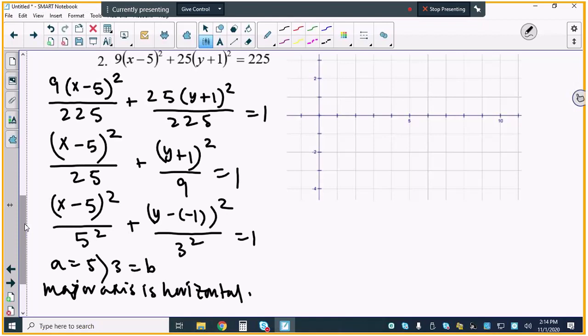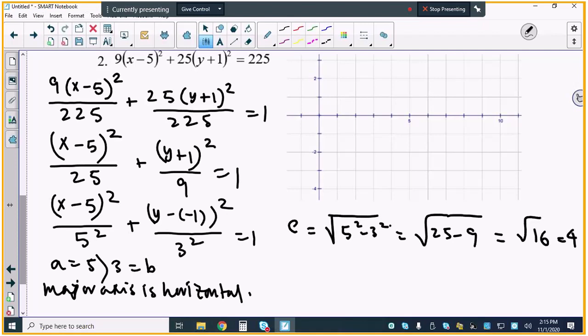Because the denominator under x is larger. So now we're going to find the eccentricity, c, and remember that is going to be a squared minus b squared, so it's 5 squared minus 3 squared. So 25 minus 9, so that is 16, so 4.